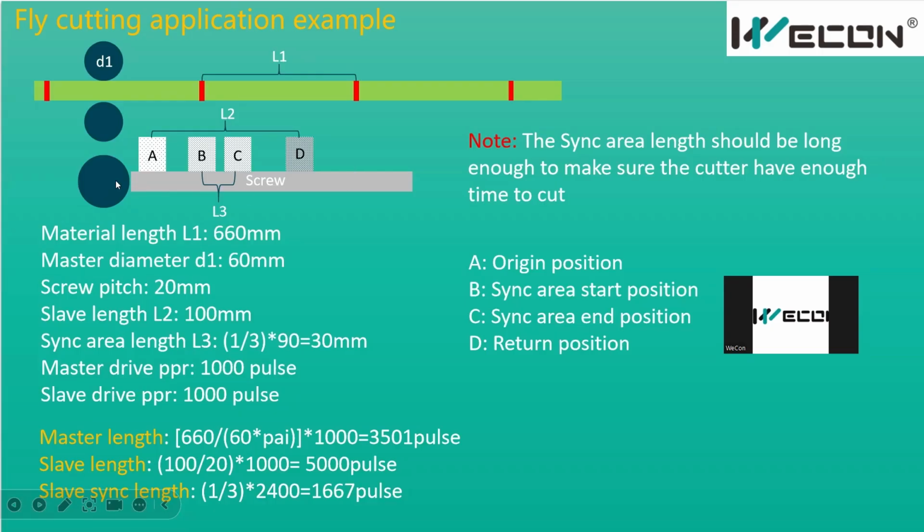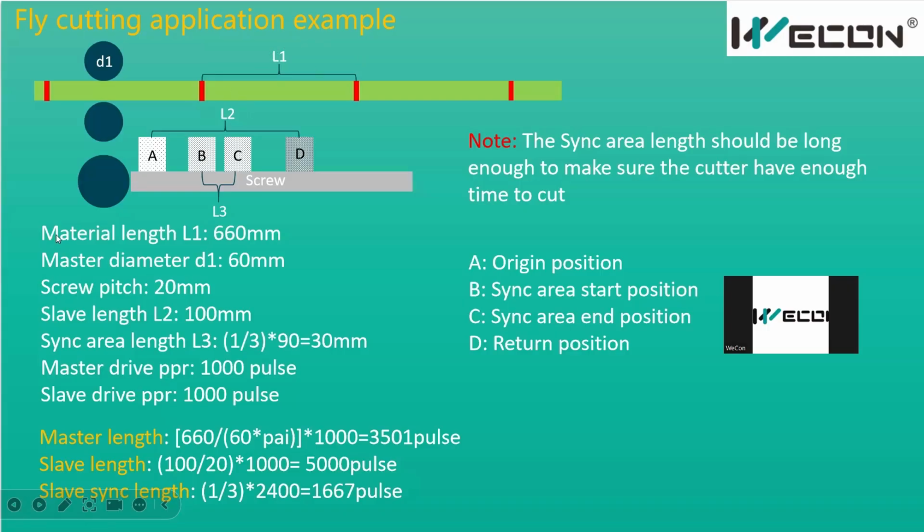This part we have one driver to rotate this saw, and this saw will make our cutter. This block is our cutter. A B C D means four positions. So our cutter will start from position A and achieve position B. Position B and position C are the sync area start position and the sync area end position. And D is the return position. So it means when the cutter achieves B, it will go back.